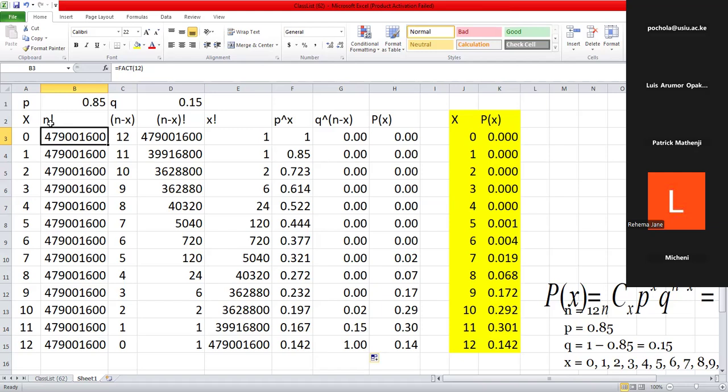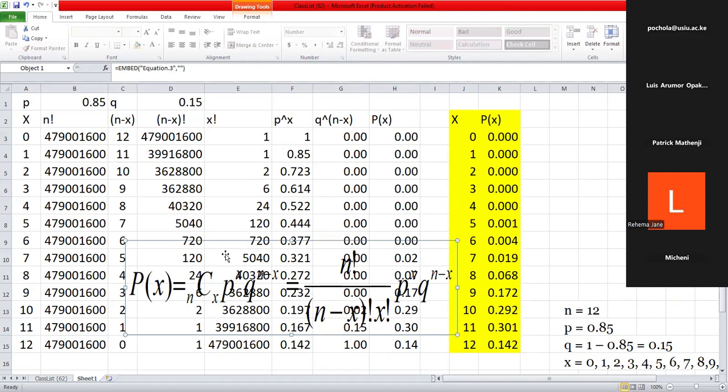Prof, are you able to click on H3? Give me the heading of the column. PX, probability of X. This one. Move to the next one, PX. You have to come here.